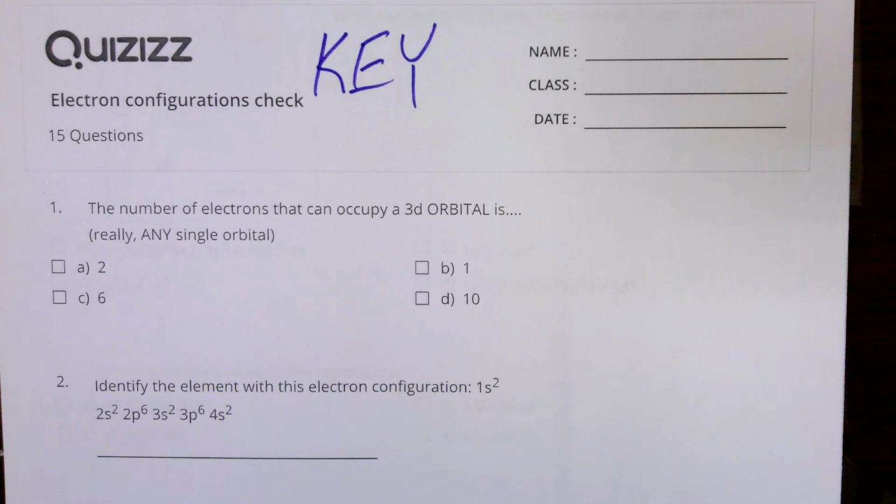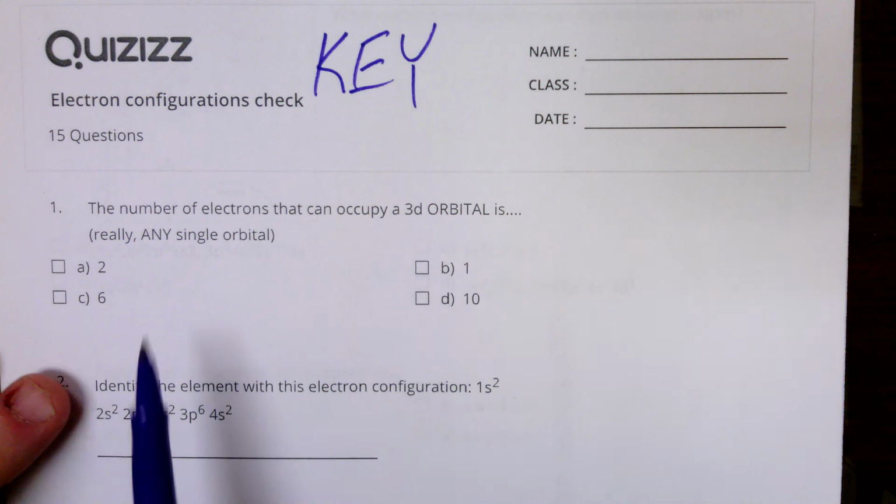All right, so let's take a look at the answer key now on this electron configuration check. So I'm gonna go through this very deliberately and very slowly because we need this as review for the test or the makeup test, which is tomorrow.